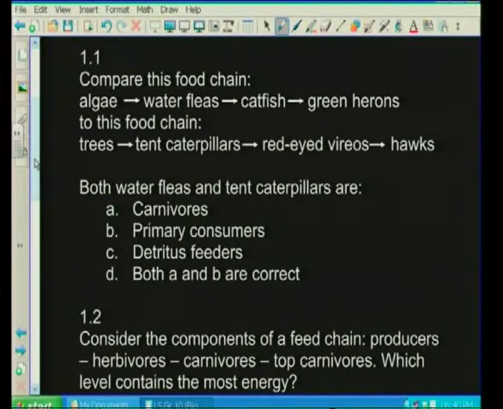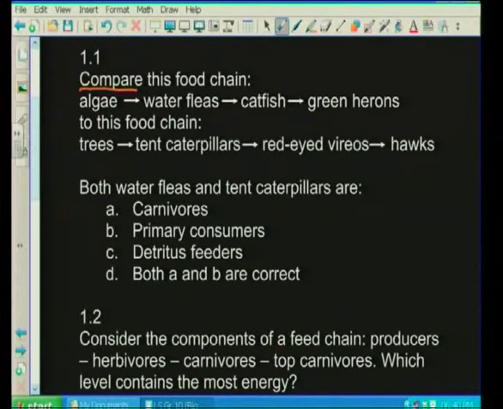Let's look at the first multiple choice. It says compare. That means you have to look at both. Compare this food chain. Okay, so we have algae, water fleas, catfish, green herons, which are big birds, and then trees, tent caterpillars, red-eyed vireos, which are also a type of bird, and hawks.